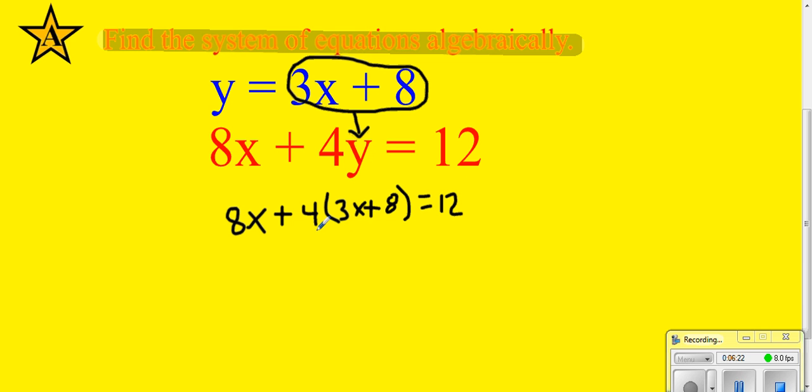So you have some work to do here. It's distributive property. Anytime you see the parentheses, basically going to distribute. So before I do that, I'm going to bring down the 8x and the plus sign, and do 4 times 3x is 12x.